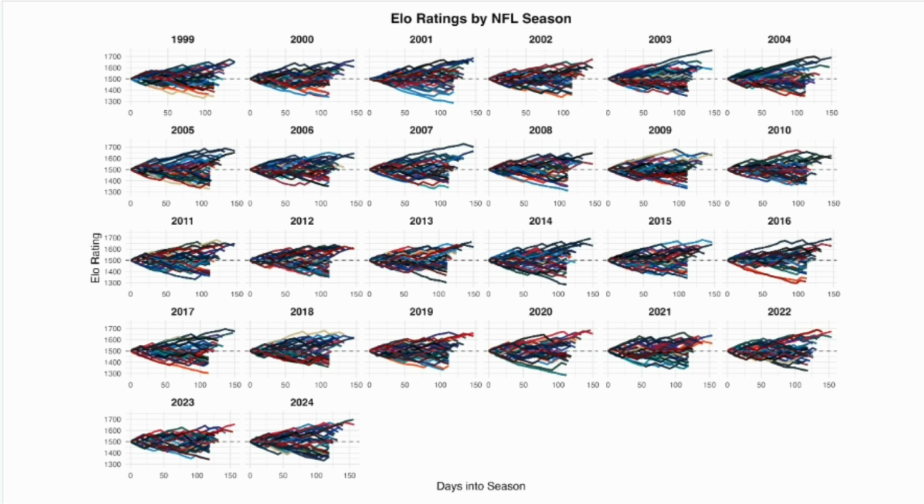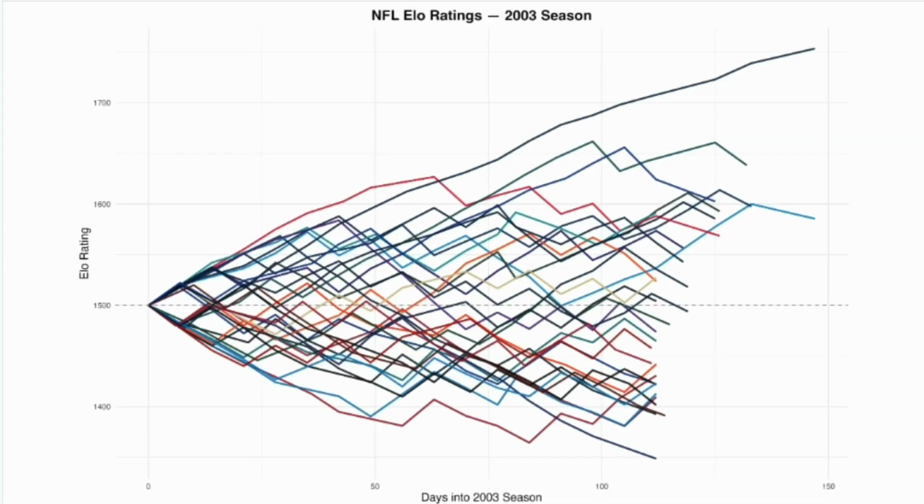Now, let's shift gears and put into effect the Elo reset after each season, and see how the landscape of the league changes. Here's a look at each season again. Like before, it's a lot to take in. So let's zoom in on some of the most fascinating storylines across the seasons. We start with 2003, where we see the highest Elo rating ever recorded in a single season.